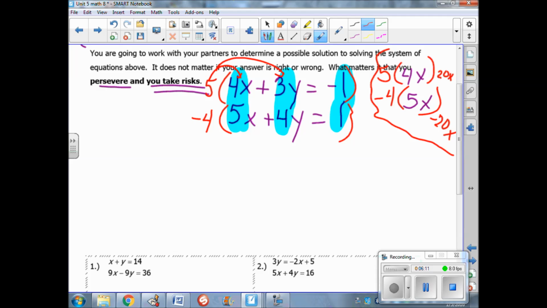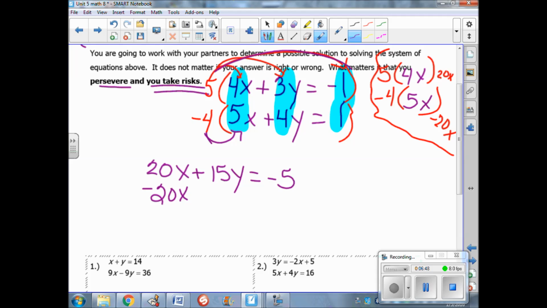So I'm going to draw my little distributing, and I'm going to multiply that first equation, everything by 5. My new looking equation is 20x plus 5 times 3y is 15y, I'm just distributing, equals 5 times negative 1 is negative 5. I just made an equivalent equation. It looks different, but it's still the same. Okay, it's still equal.